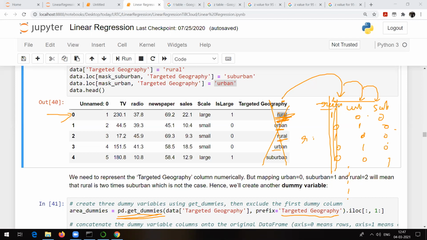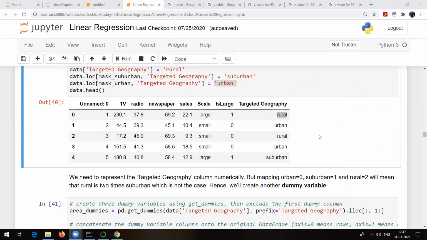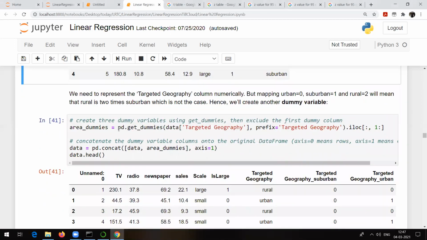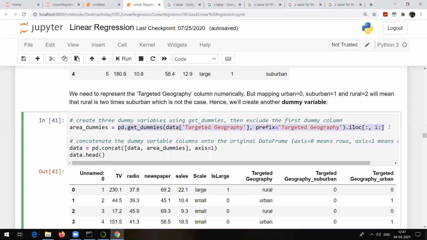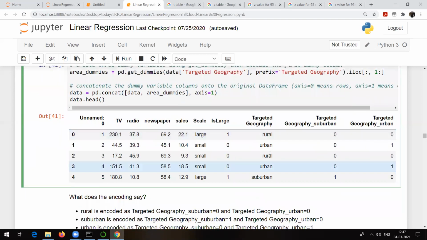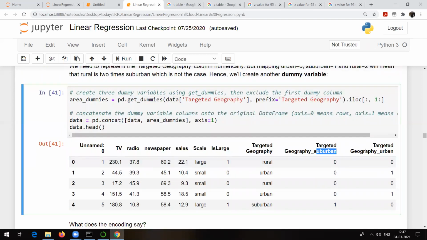So either you use three columns or only two columns, it is one and the same thing. So we will be dropping any one column out of these three columns after conversion, and that is actually called the dummy variable trap. See what we're doing here, this is simple indexing. Finally, what am I getting? Suburban and urban, because rural is removed. If suburban is 0 and urban is 0, that means the output is rural only.